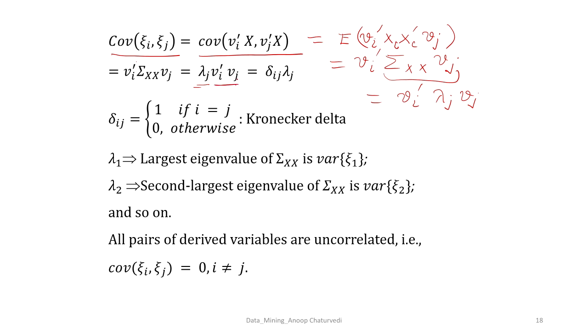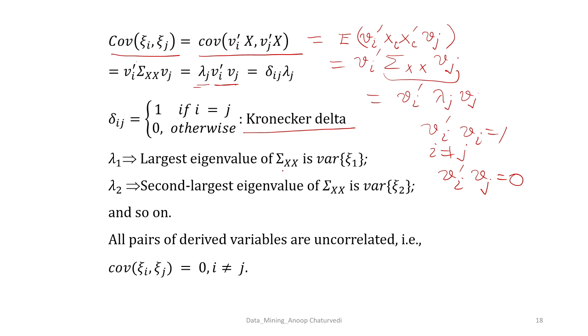Then, when i is equal to j, Vi transpose Vi is equal to 1, and for i not equal to j, Vi transpose Vj is equal to 0, or you can write Vi transpose Vj equal to delta i j. You get the covariance as delta i j lambda j, where delta i j is equal to 1 if i equal to j and it is 0 otherwise. And this is called Kronecker delta. So, the variance of psi i is lambda i, and for i not equal to j, psi i and psi j are uncorrelated with each other.